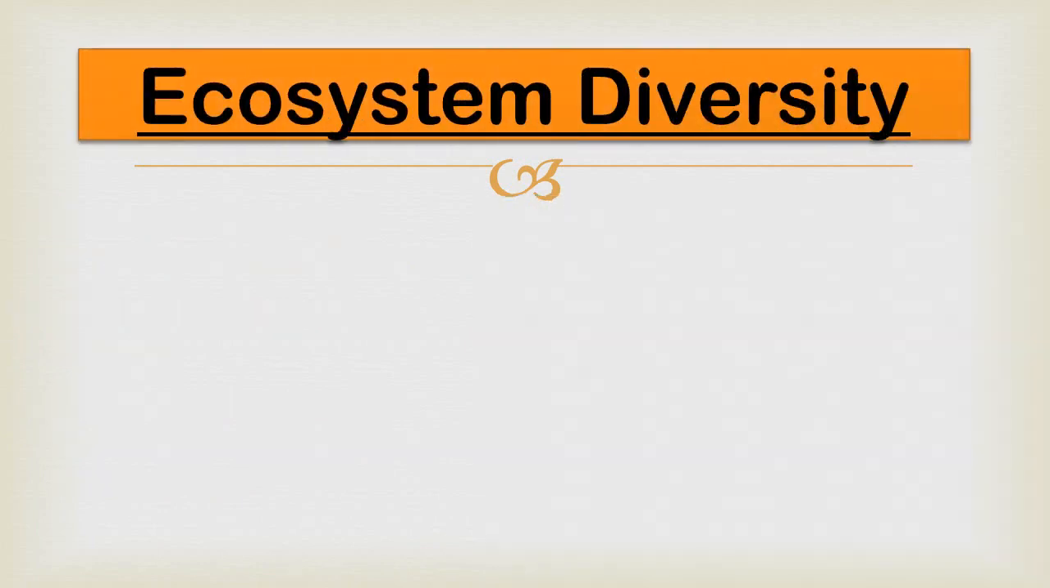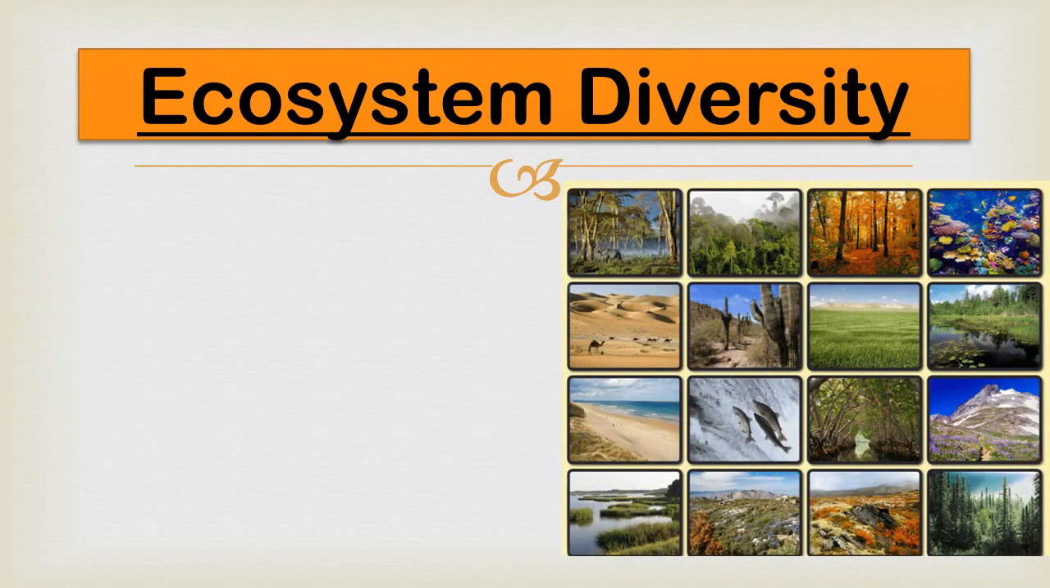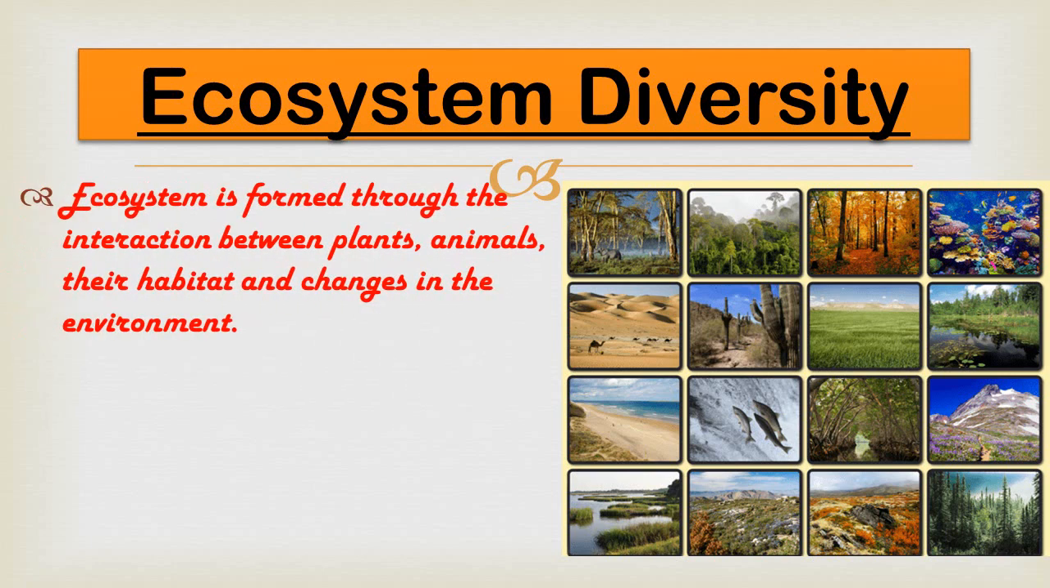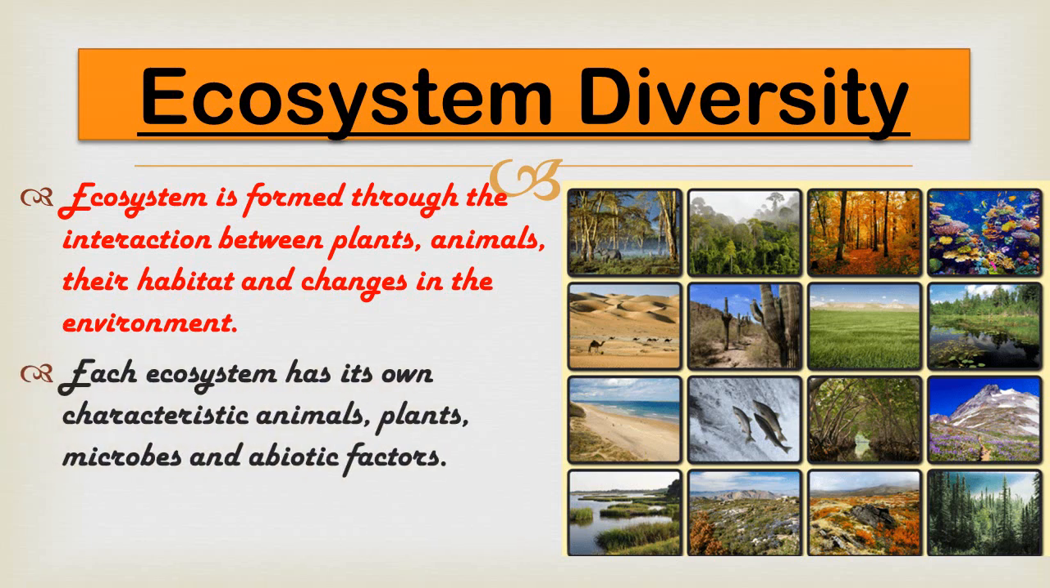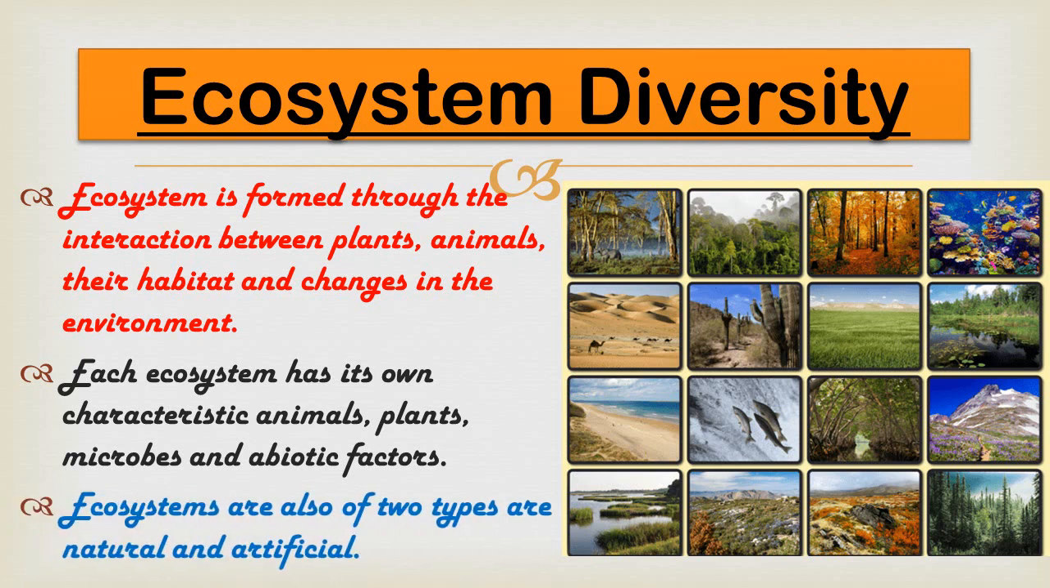The third level is ecosystem diversity. So students, here I have put a picture of different types of ecosystems, like a savanna ecosystem, terrestrial, desert, aquatic, ocean, and different types of forest ecosystems. Many ecosystems are present in each region. An ecosystem is formed through interaction between plants and animals, their habitat and changes in the environment. So there are different types of ecosystems on the basis of these characters, and each ecosystem has its own characteristic animals, plants, microorganisms and abiotic, that is non-living, factors. Ecosystems are also of two types: first is the natural ecosystem and next is the man-made or artificial ecosystem. So these are the three different levels of biodiversity.